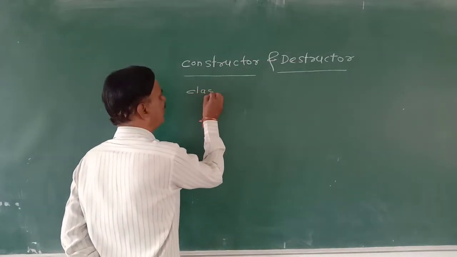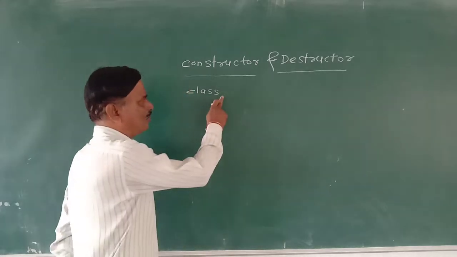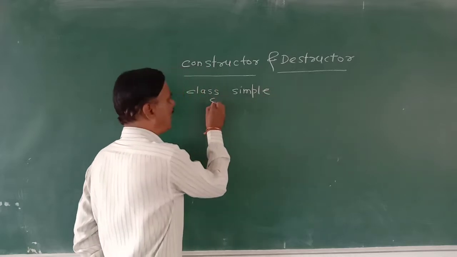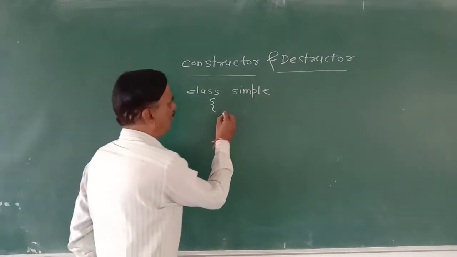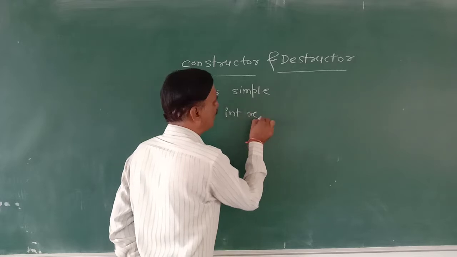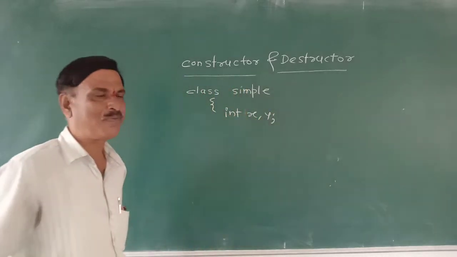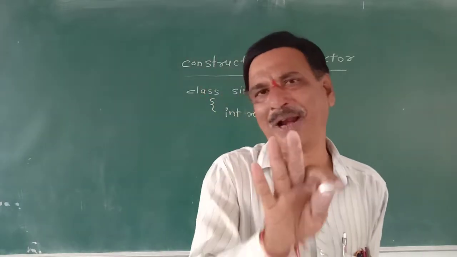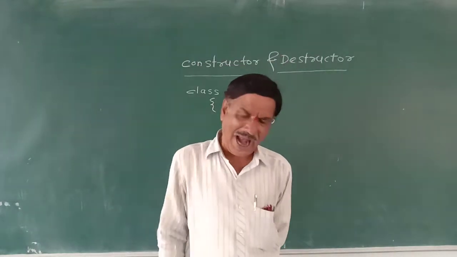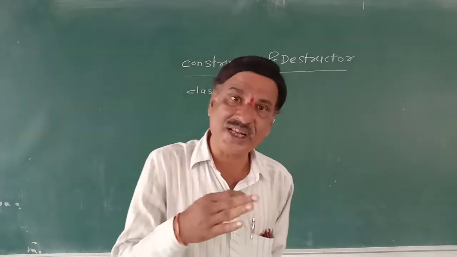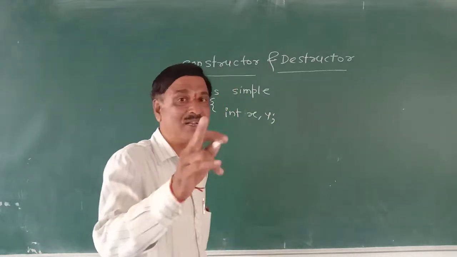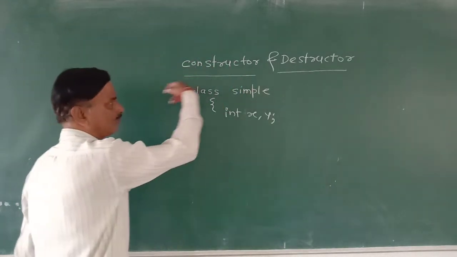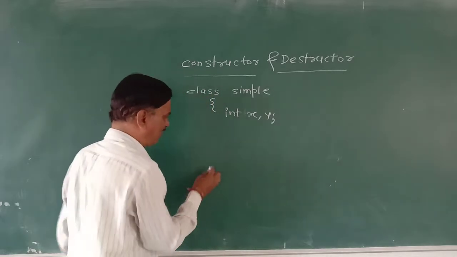How is the class created? Keyword class, space, class name, say, simple. And this is the class body. Integer x, y, these are the two data members. Now the section is not mentioned, so by default the section is private. The members declared under the private section cannot be accessed from outside the class. They can be accessed from within the class.